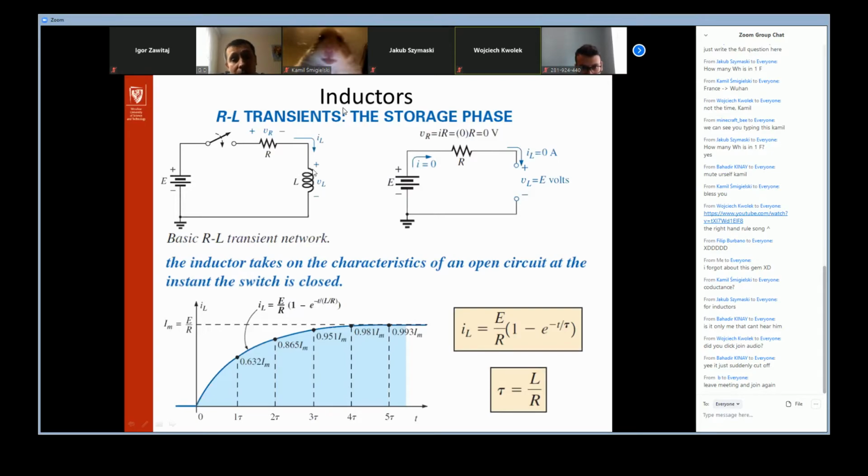Because we've got the choke effect, the voltage induction across the coil. Why? Because at the first moment, we make a situation in which the current suddenly goes from 0 amperes to the maximal one, IL. So we've got a huge, very speedy change of the current.